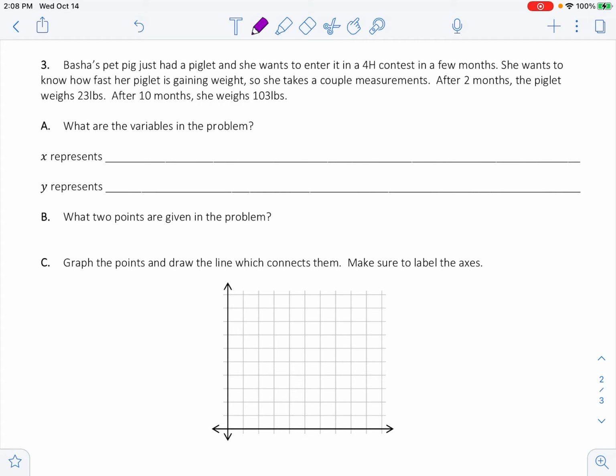So x is my value that's going to be changing, that's controlled, which is the months that are going past. So this is my number of months. That's my independent variable because that's the one that's just changing on its own. Now, my dependent variable is what depends on what happens after months pass, and that's the weight change. So this is the weight of the piglet in pounds.